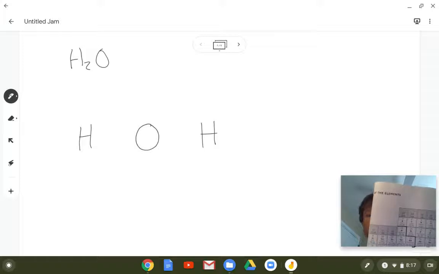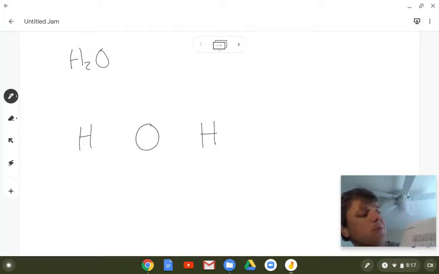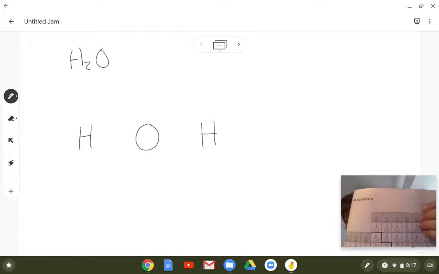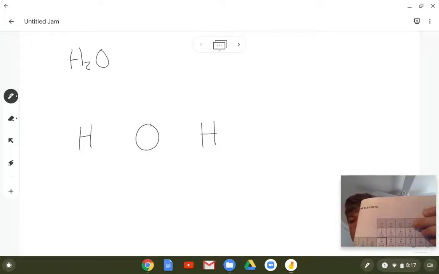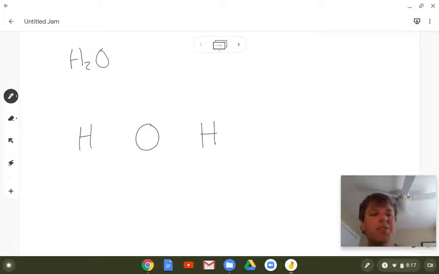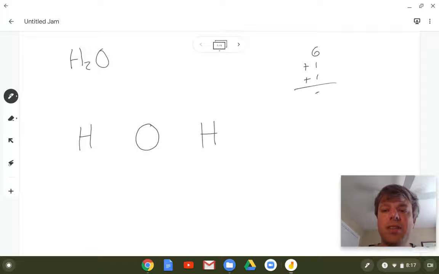The carbon group has 4. If you're in group 15, you've got 5. Group 16 has 6. Group 17 has 7. So since oxygen is in group 16 or 6A, it's got 6 valence electrons. Hydrogen has 1. So if we add up our total number of valence electrons, oxygen has 6, plus hydrogen has 1, plus the other hydrogen has 1, and we get a total of 8 valence electrons.